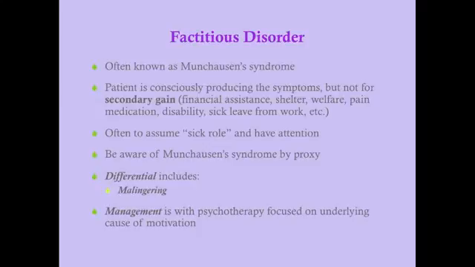All right, the differential includes malingering. We'll talk about malingering on the next slide, but hopefully I'll make that clear to you as well. I kind of alluded to it already. Management for factitious disorder, or Munchausen syndrome, same thing, is psychotherapy focused on the underlying cause of motivation. So some of these patients will be attention deprived, maybe they have low self-esteem, maybe they're depressed, and often there are underlying psychiatric conditions behind this. So if we can treat the root cause, then we've done the patient well.